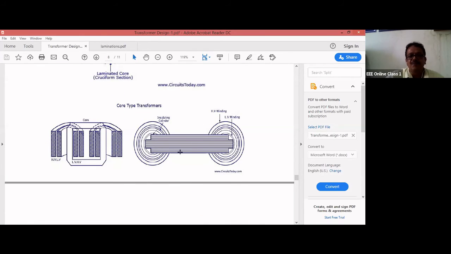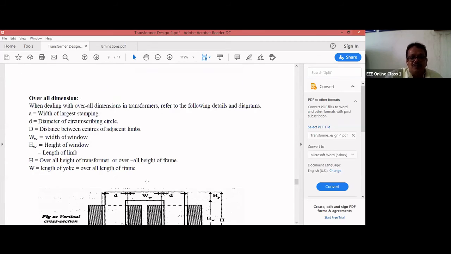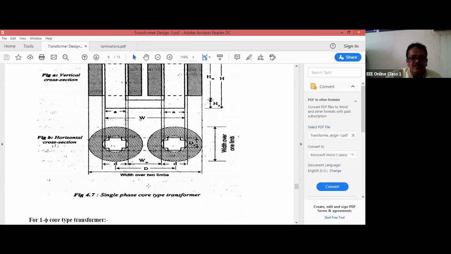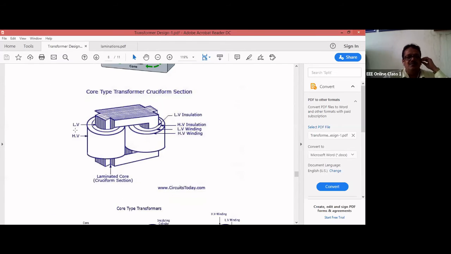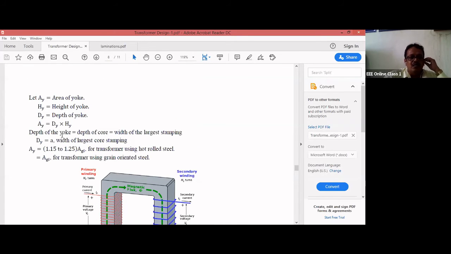Okay, likewise you will have a three-step core and you have a four-step core. That is regarding the types of yoke and the formula related to the yoke.